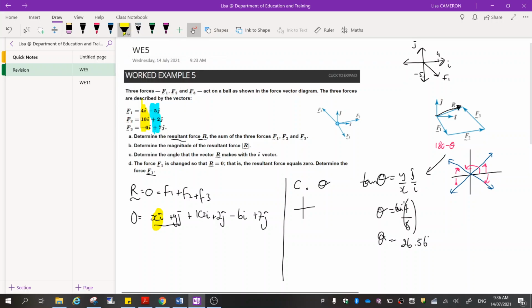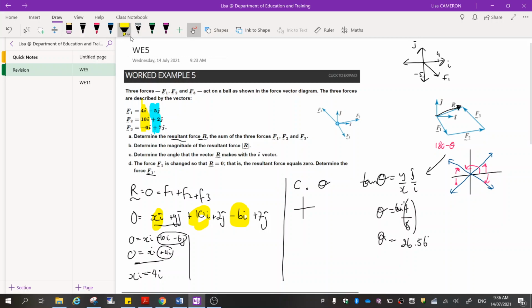Remember to take the sign in front. So now I can split it up into 0 is equal to xi plus 10i minus 6i. When I simplify this, I end up with xi plus 4i equals 0. And now I'm going to take this one to the other side. So our x component is equal to negative 4i if our resultant force is going to be 0.